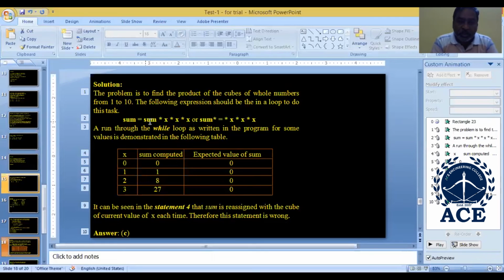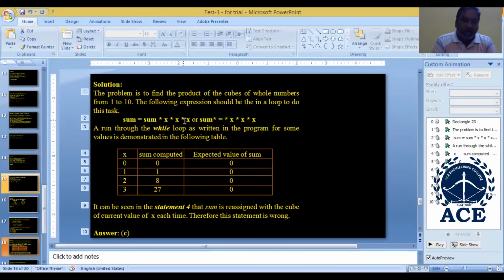Sum is equal to sum star x cubed, with the sum being updated with the new value multiplying the previous partial product, that is, the partial product of cubes that is created. Equivalently, it should be sum star is equal to x star x star x.